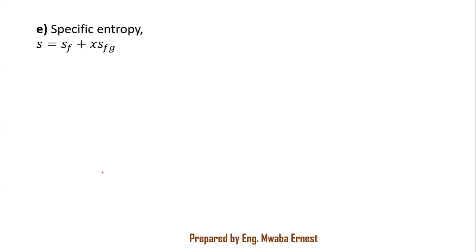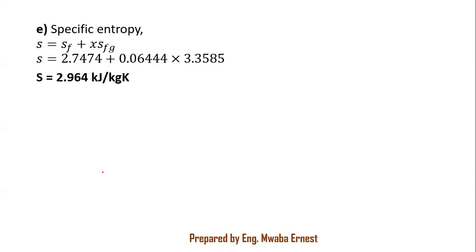Entropy, the same thing. s equals sf plus x sfg. So you have s is equal to, our sf is 2.7474 plus x is 0.06444 times 3.3585. Then our s is 2.964.